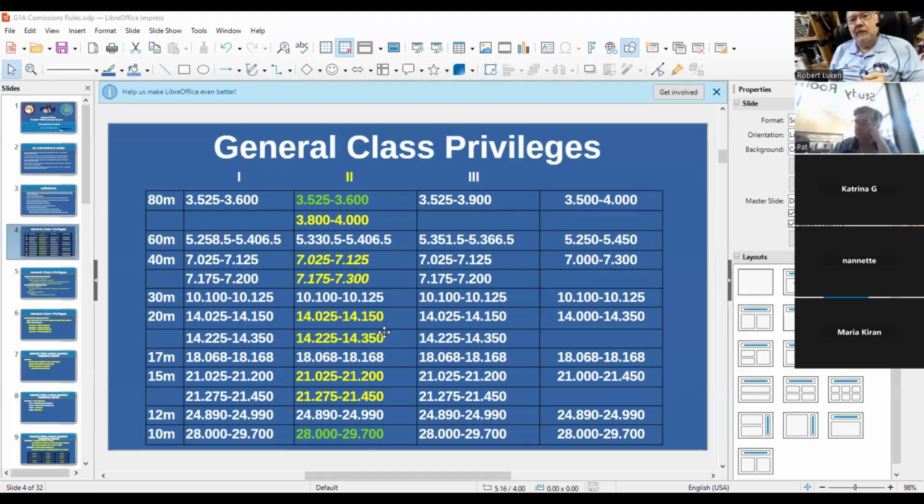20 meters, nothing special. It just has a little sub band for extra and advanced, and the same for 15. The 10 meter band I did in green because you can operate CW in the entire band on 10 meters as a general. There's also a question about that.